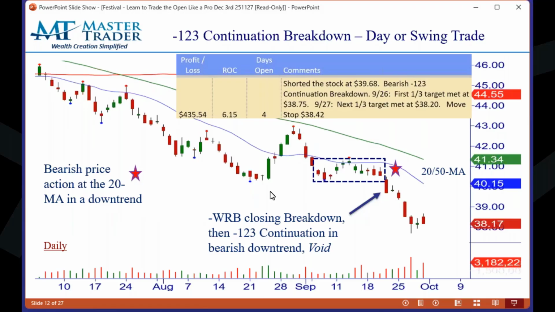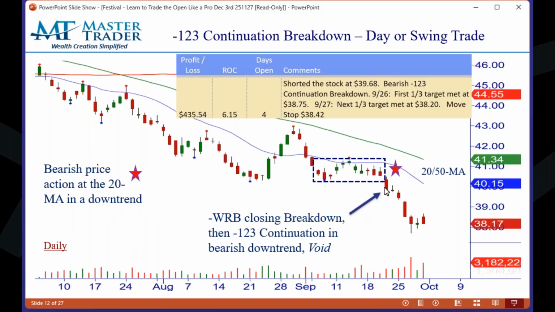20 below 50. 100% retracement. This square, bearish consolidation. Attempt to break out, failed. Two red bars. Closing breakdown. Inside bar. This is a no-brainer. Bear 1, 2, 3 short. You can buy puts if they're liquid, short the stock, look to the left, no support. This is a no-brainer setup.